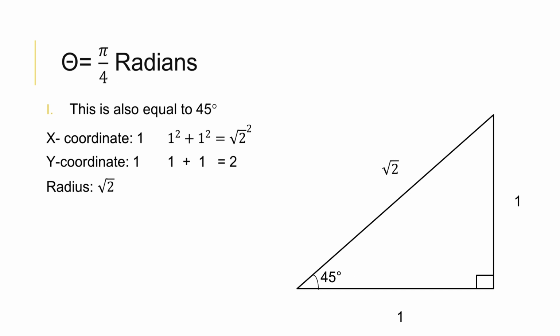Pi over 4 radians, also known as 45 degrees, is a pretty simple triangle that will be very familiar and easy to recognize. The x-coordinate is 1, same with the y-coordinate, which is also 1, and the radius is rad 2. Shown from the Pythagorean theorem, 1 squared plus 1 squared equals rad 2 squared, or 1 plus 1 equals 2.